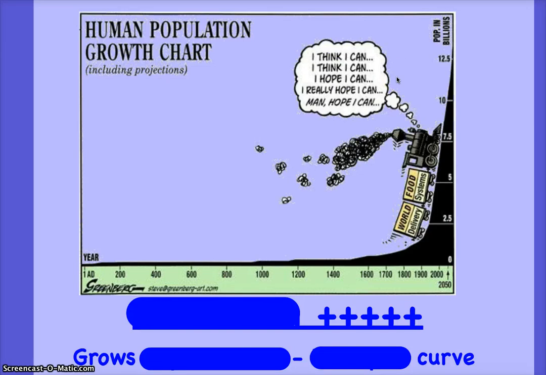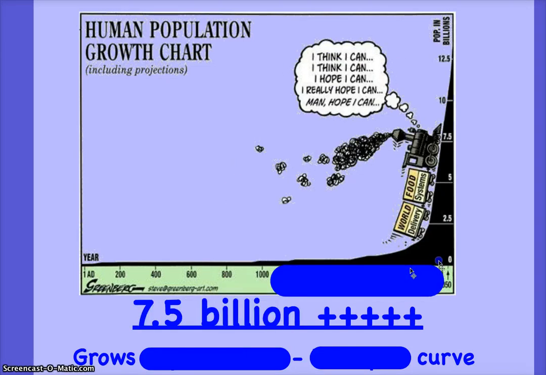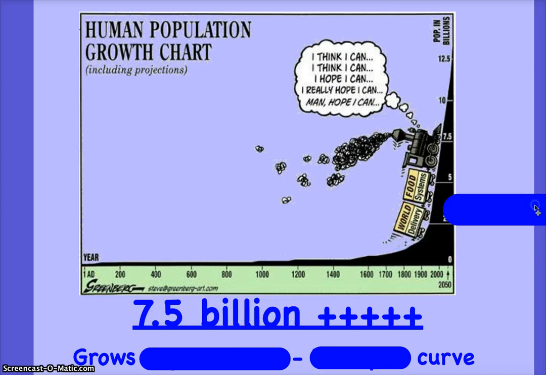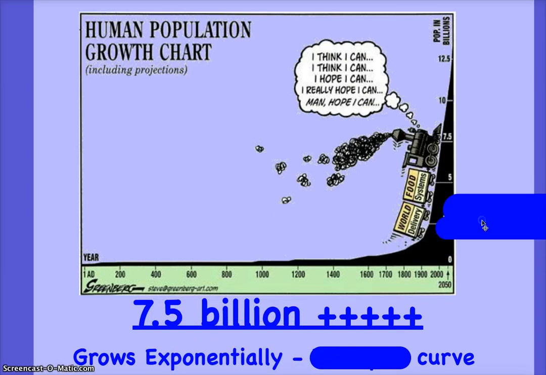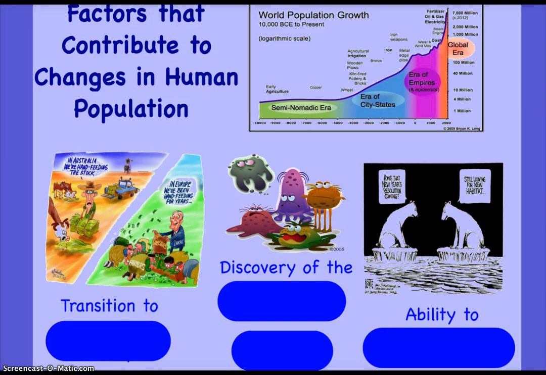So, what's the current world population? 7.5 and growing rapidly, exponentially, I should say, which we know is shaped how? J, good. So our current world population is 7.5 billion. That's all we talk about in interpreting graphs. But we're going to focus on human population now, okay?